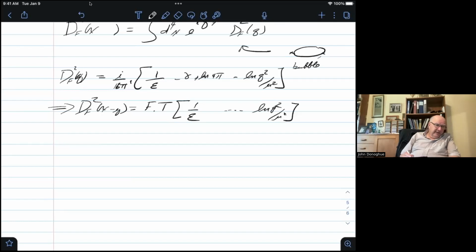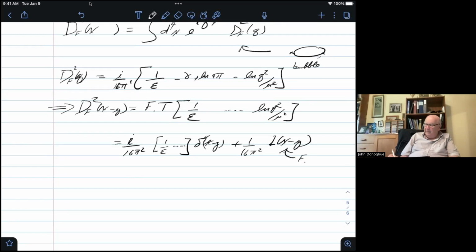And there are then two pieces to that. The Fourier transform of the first piece is a delta function, equals I over 16 pi squared, 1 over epsilon plus dot dot dot, of delta 4 of x minus y. And the second piece is some non-local function. I'll just call it this, the Fourier transform of log.